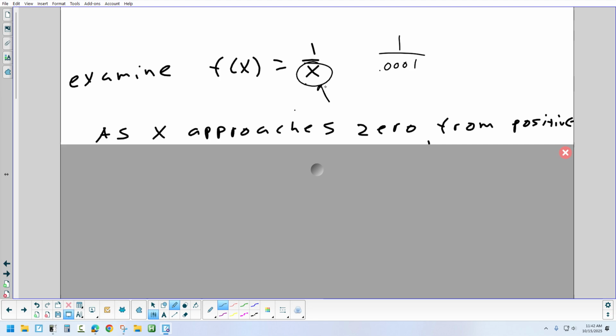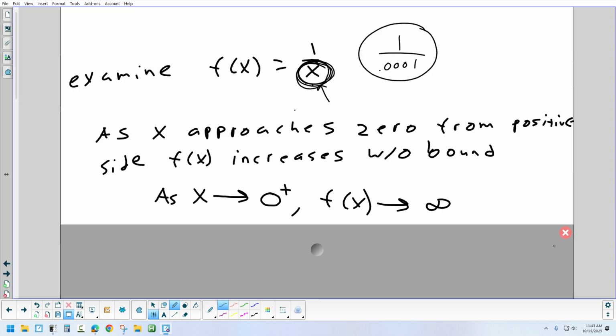So as this gets smaller and smaller and smaller, the entire fraction is getting what? Bigger. It's getting really big. And in fact, the smaller you make x, the bigger you make the entire fraction. How big do you think the fraction is going to get? Let's say if x gets as close to 0 as possible, what would your y value get close to? Infinity. Yep. So what's happening here is as you approach 0, plus means from the positive side. The positive side is always on the right.